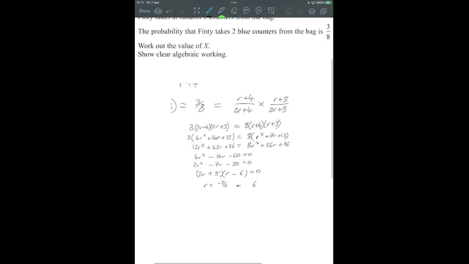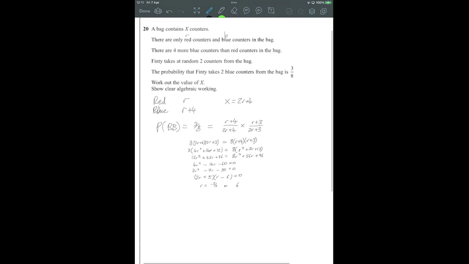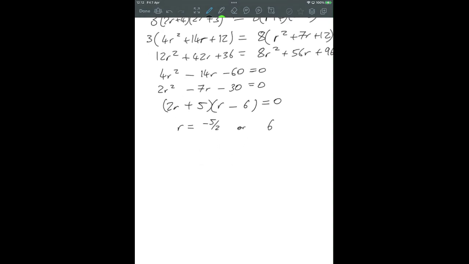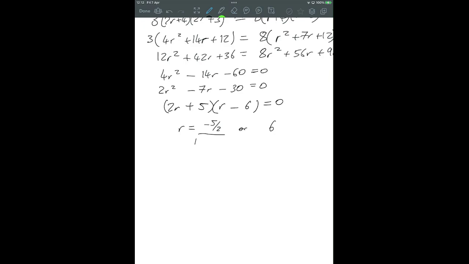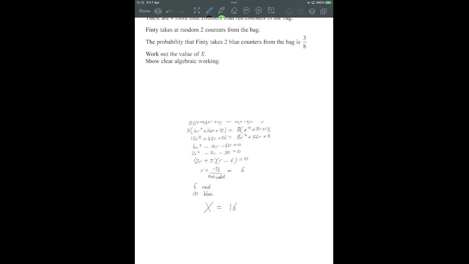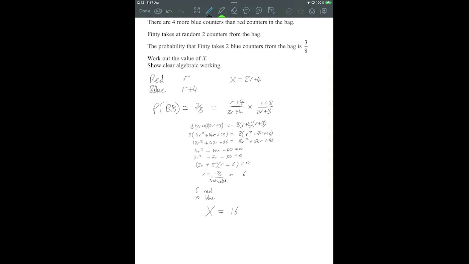Thinking about the context of the question, this r we introduced as the number of red counters. So can I have negative 2.5 red counters? Well, no. So that solution is not valid. So we have 6 red, we have 4 more, so you've got 10 blue, which means this x that the question introduced, the total number of counters, is 16. Of course, I could have got that from 2 times r plus 4 as well, from that bit that we mentioned near the beginning. A lot of subtleties with that question.